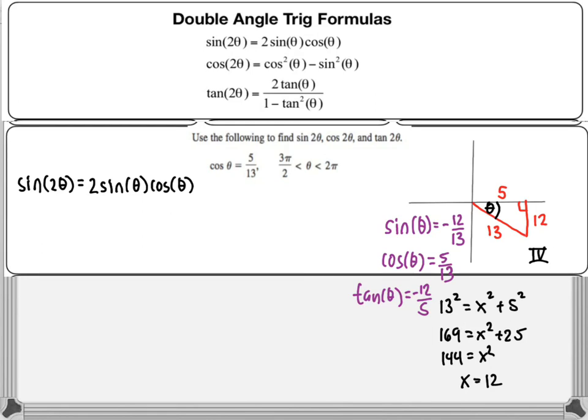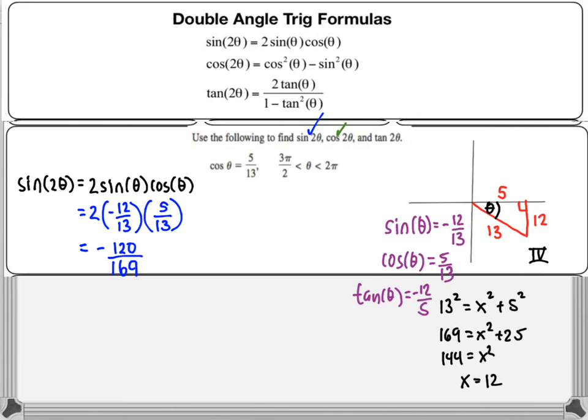So what we can do is just plug these values in and see where this takes us. So we have 2 times sine, which is negative 12 over 13, and then we have cosine, which is 5 over 13. And so multiplying that out, at the end of the day, we get a very ugly number, a negative 120 over 169. So that is the value of that. So this one is done. Let's move on to the cosine.